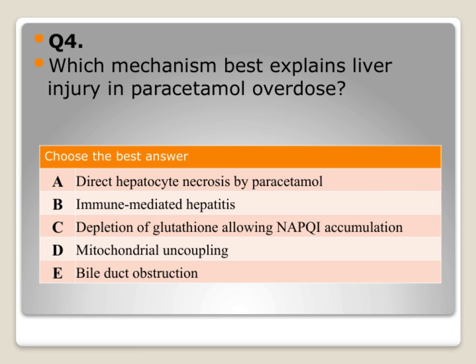Option A suggests direct hepatocyte necrosis by paracetamol itself. While paracetamol does cause cell death, this is not the primary mechanism. Rather, it's a consequence of a specific metabolic process. Option B points to immune-mediated hepatitis. This is more characteristic of drug hypersensitivity reactions, not typical of paracetamol overdose.